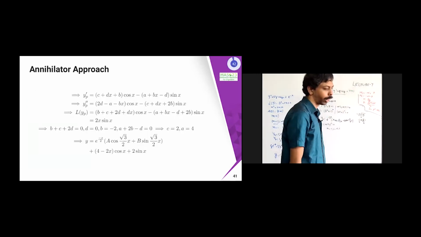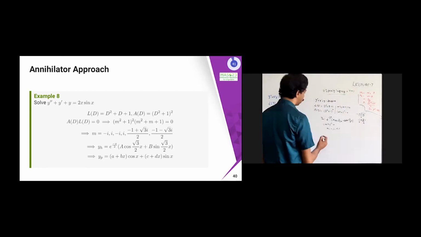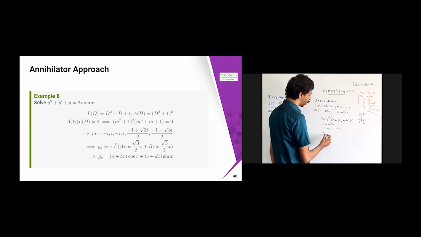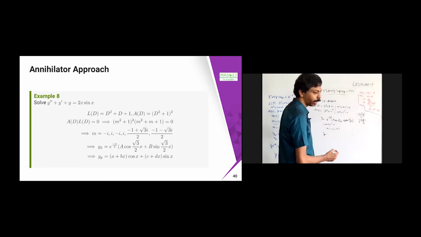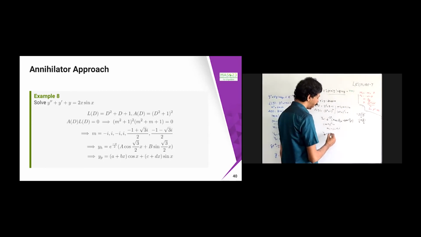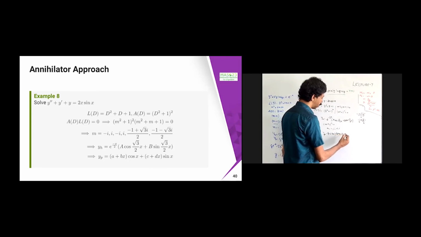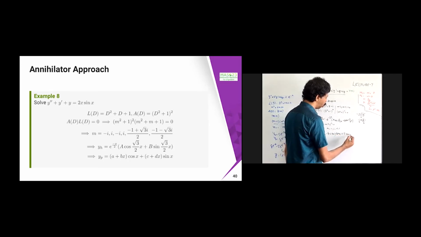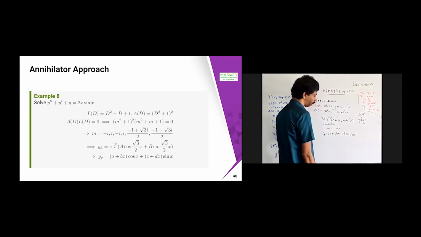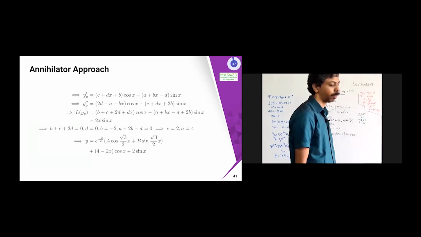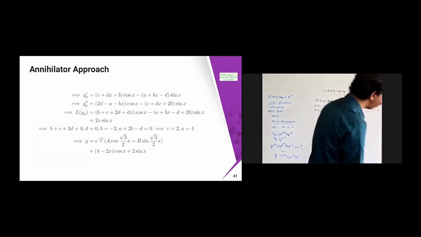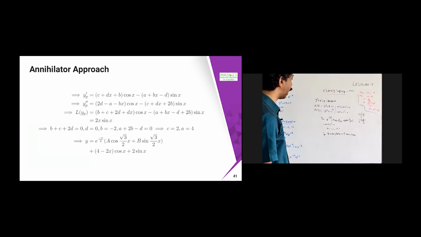So in this case, your yp is going to become a plus bx into sin x plus c plus dx into cos x, or the other way around; it doesn't matter, these are constants. So a plus bx into cos x plus c plus dx into sin x, or a plus bx into sin x plus c plus dx into cos x. Now you have to substitute this and find the value of them.